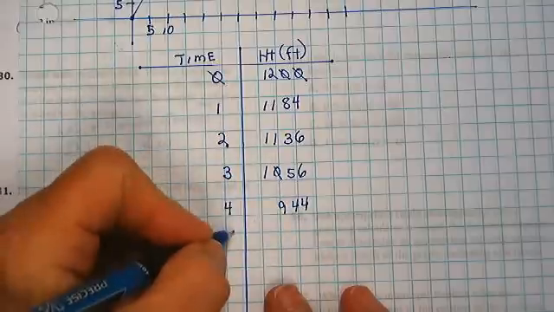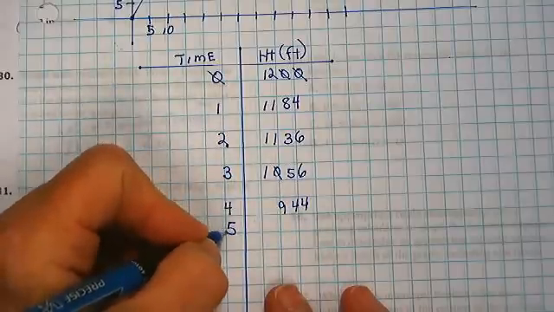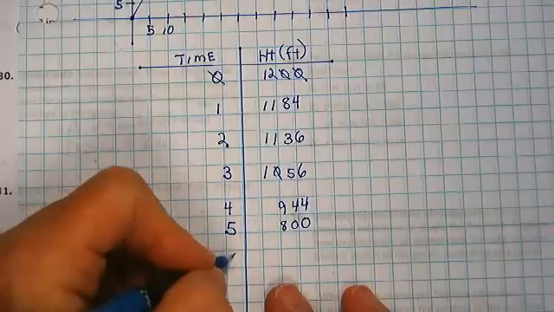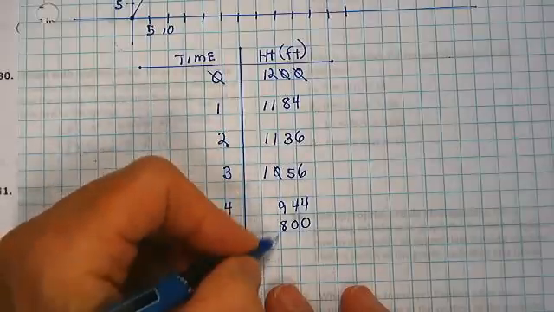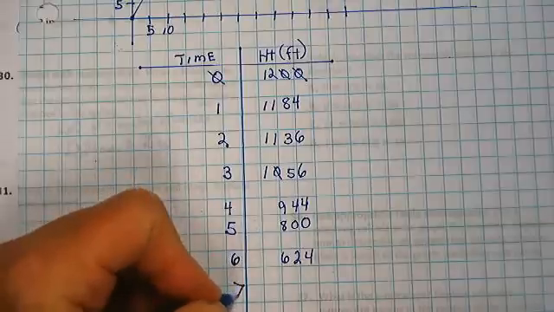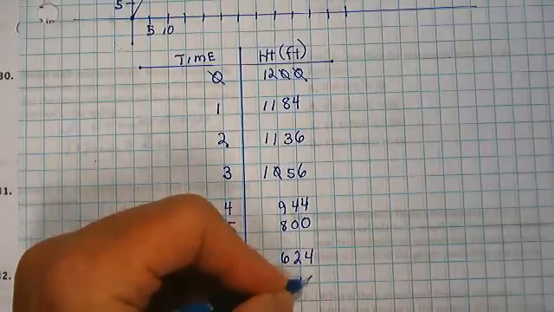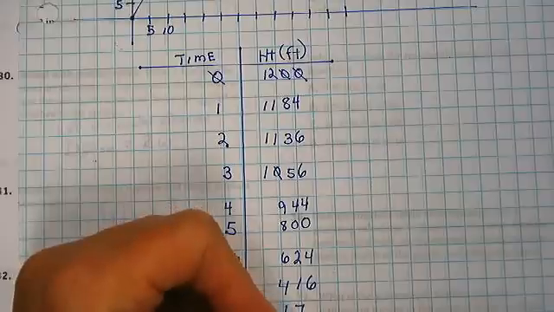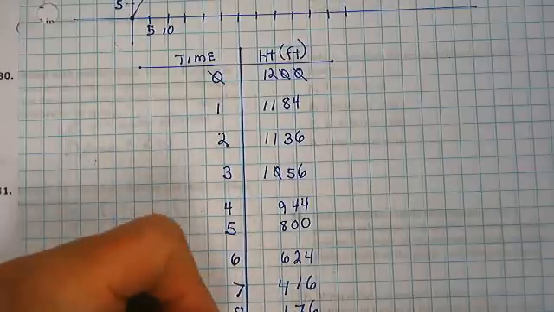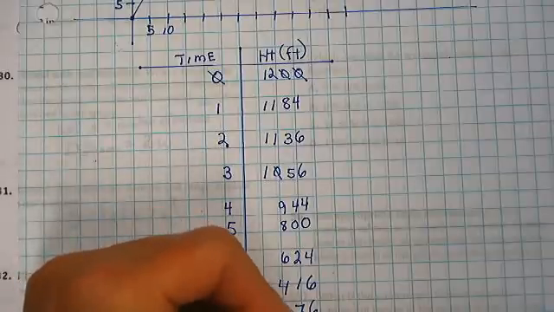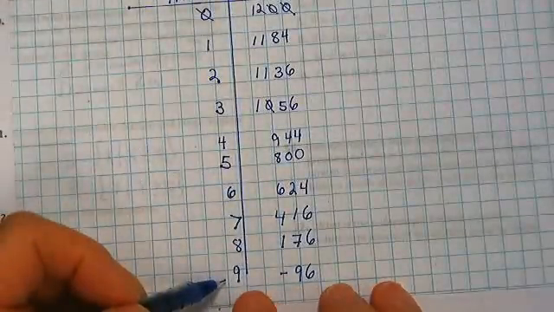944, 5, 800, 6, 624, 7, 416, 8, 176, 9, negative 96. Can we have a negative number?